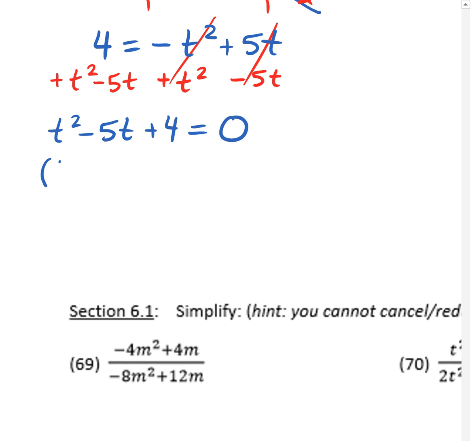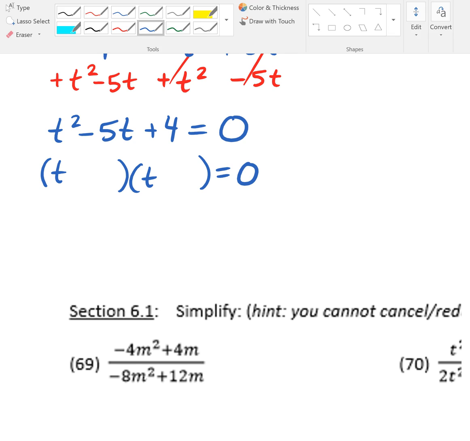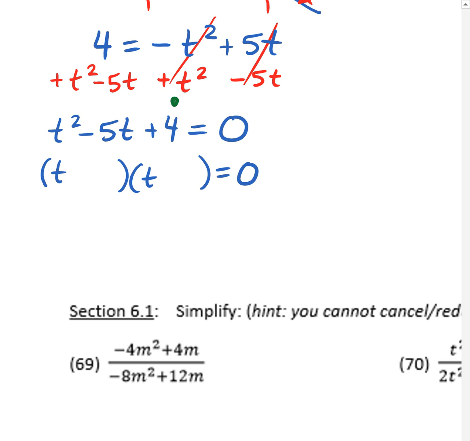I'll factor this guy. T and t, okay, and 0. Because this is a trinomial with no number in front of the t squared, it can be the easy method. We just got to know what multiplies to 4 but adds up to negative 5. It'll be negative 4 and negative 1. And now I can set each factor equal to 0, and that should give it to me.